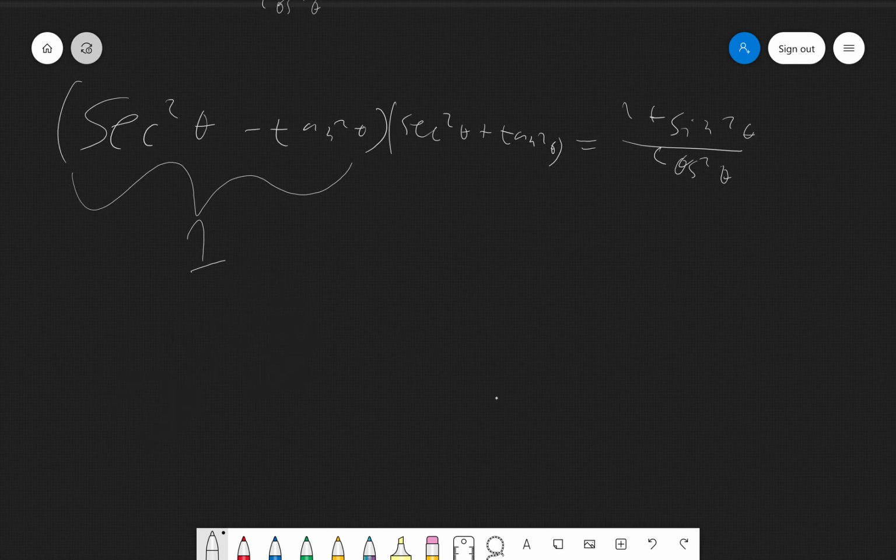Now we just have to prove that secant squared of theta plus tangent squared of theta equals 1 plus sine squared of theta over cosine squared of theta. What's good about proving identities is that you know that they're true. So if you know that they're true, you can use that. Remember in the proofs video when we talked about induction? The thing with induction was that we had to know that it was true. We had to know where we were going to go.